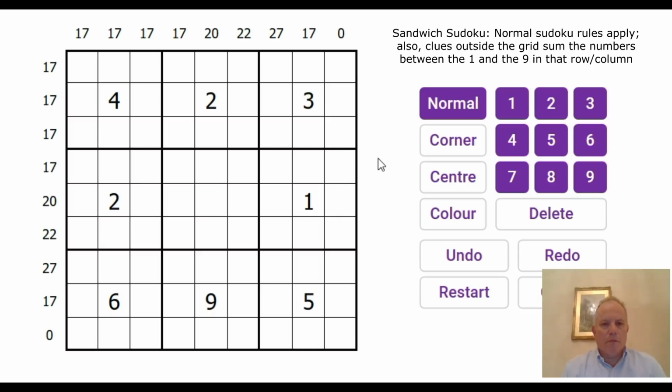Right, that's the rules. Now let's take a moment to admire the symmetry of the clues outside the grid here. Loads of 17s, more than half of the crosses, more than half of the downs, and in fact there's a beautiful symmetry of 17, 17, 17, 17, 20, 22, 27, 17, 0, across the top and down the side exactly the same numbers. So that's a pretty clever compilation straight away. But let's have a go at solving it.